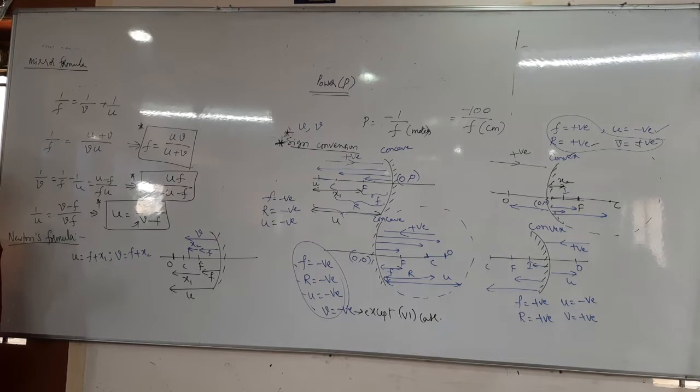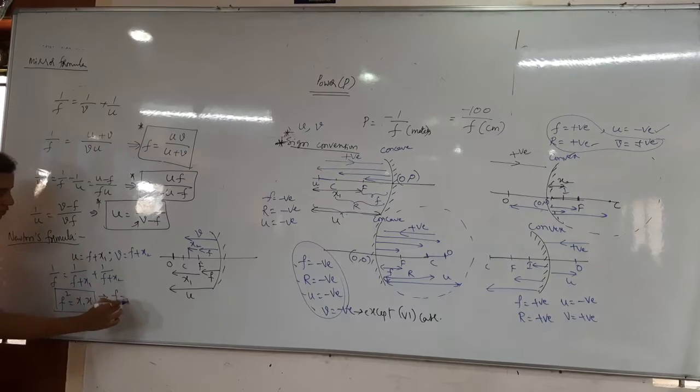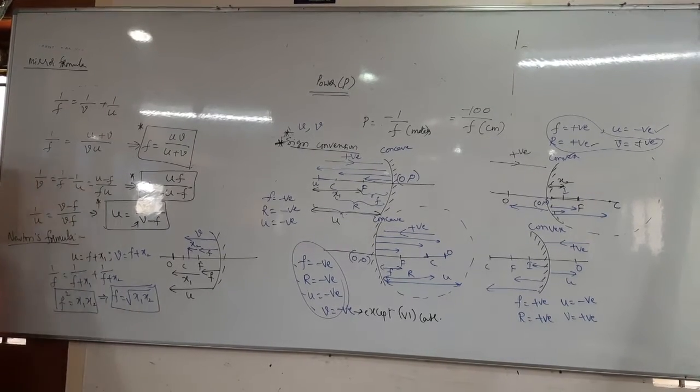Why? Because the distance is measured from where? Focus only. Now the focal length formula again: 1 by f is equal to 1 by (f plus x1) plus 1 by (f plus x2). Now I want to find out the focal length, so f square is equal to x1 into x2. If you want you can calculate that, you will get the same answer. Then to get the focal length, f is equal to root over x1 into x2. This is Newton's formula.